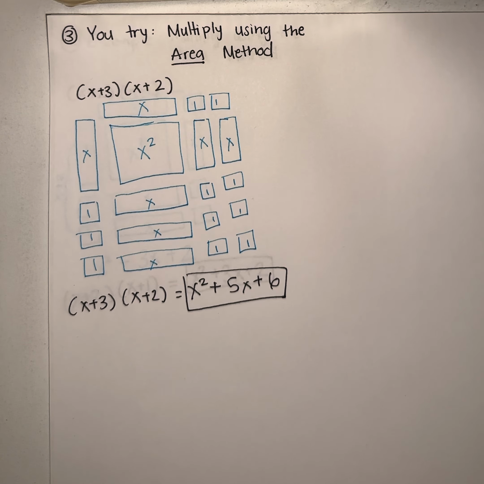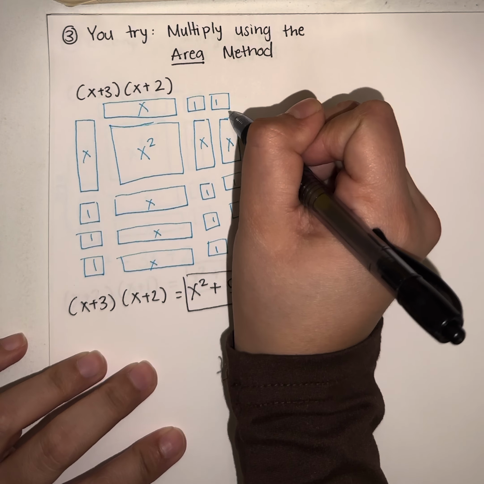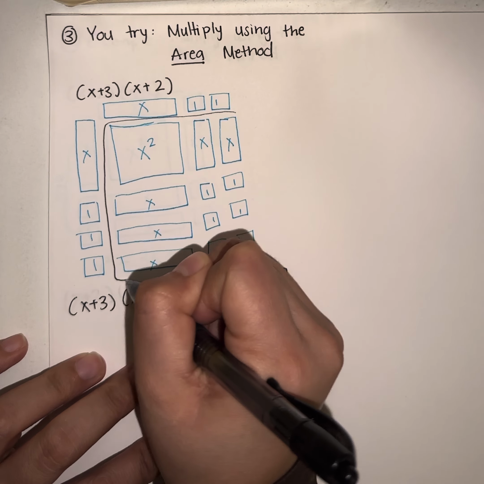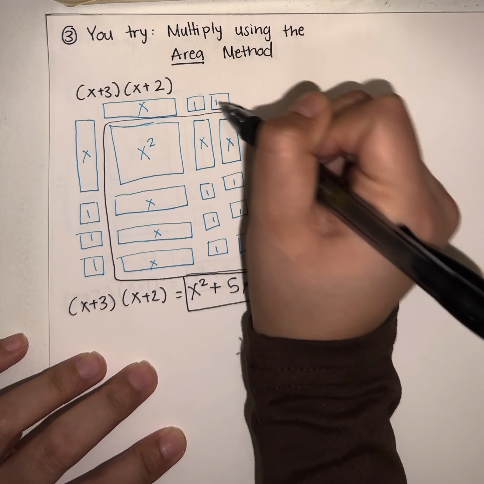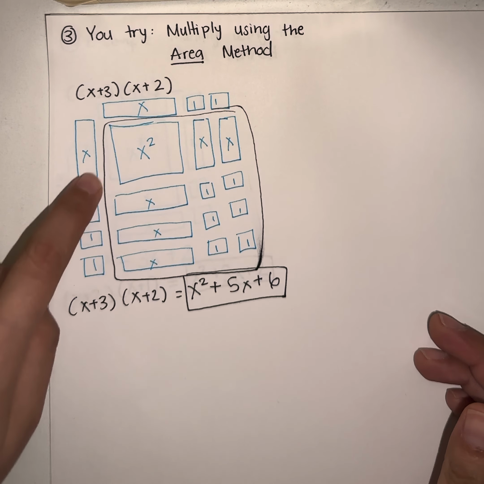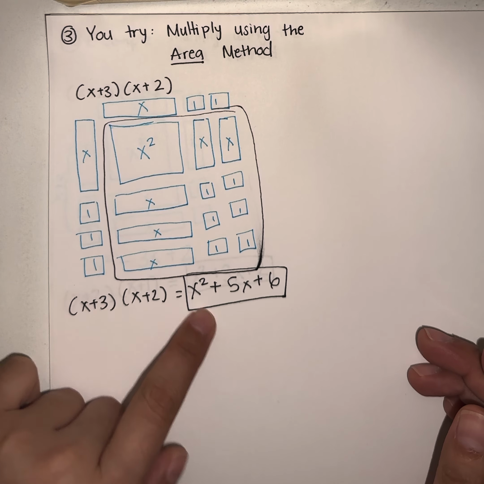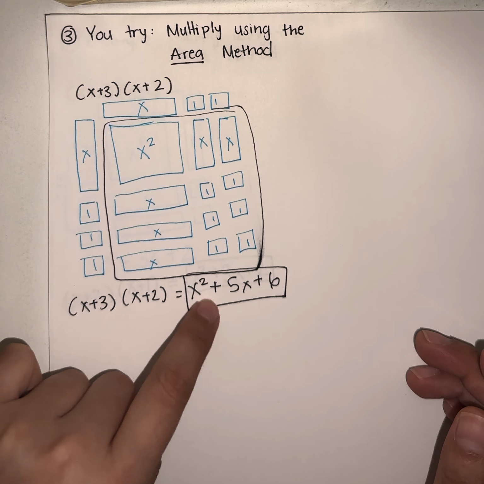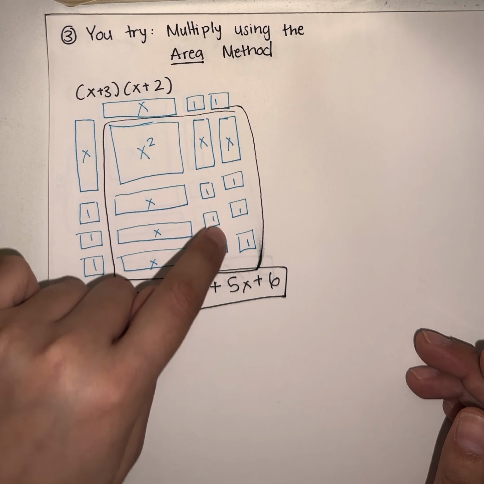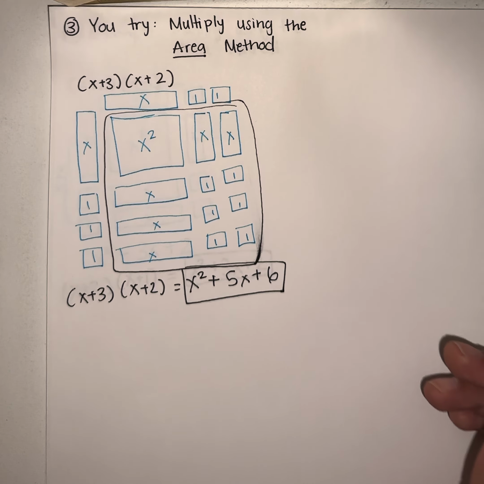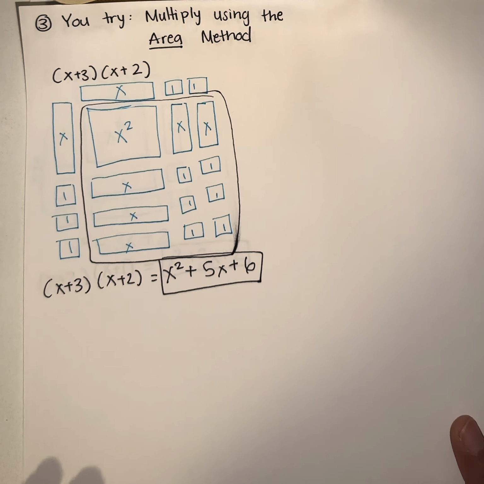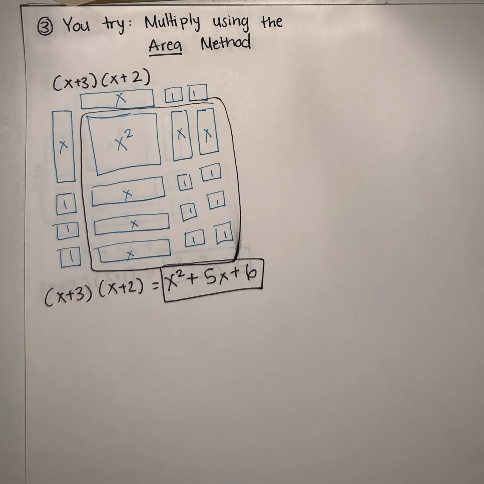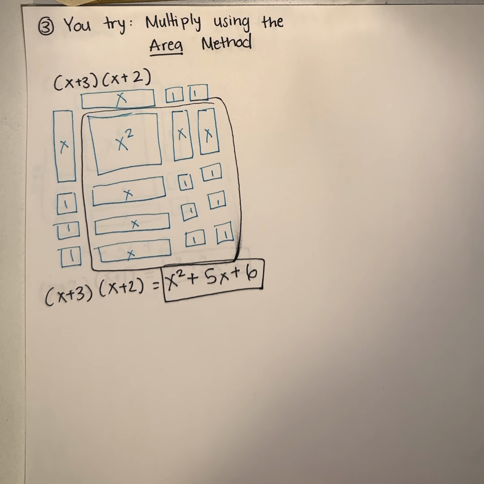Simple as that. Remember, we're looking inside this once we multiply. We're looking in here. So we got our x squared, plus 5x, 1, 2, 3, 4, 5, plus 6, 1, 2, 3, 4, 5, 6. And there you go. That's how you use algebra tiles to multiply binomials.